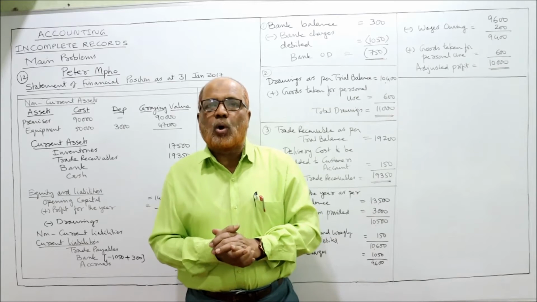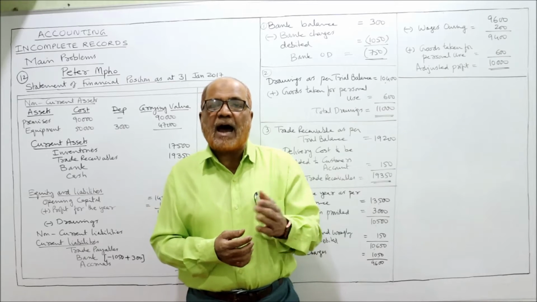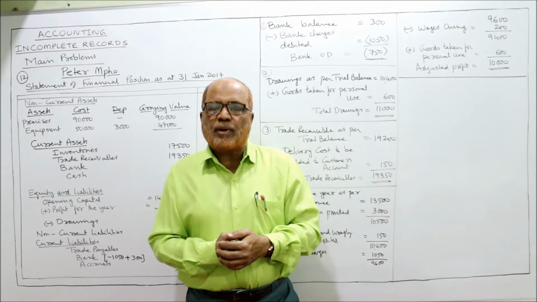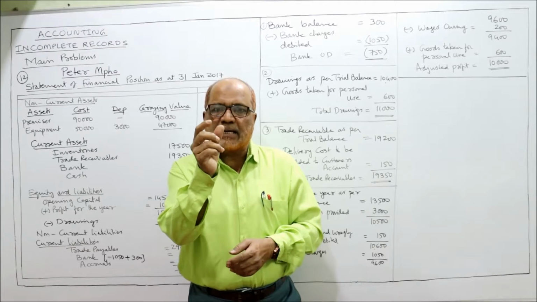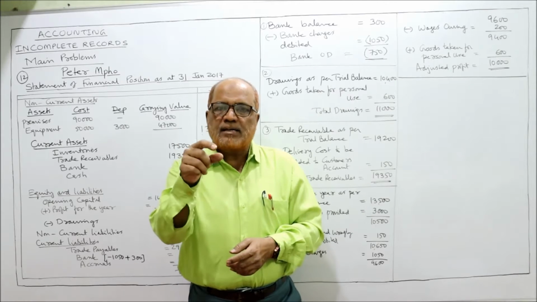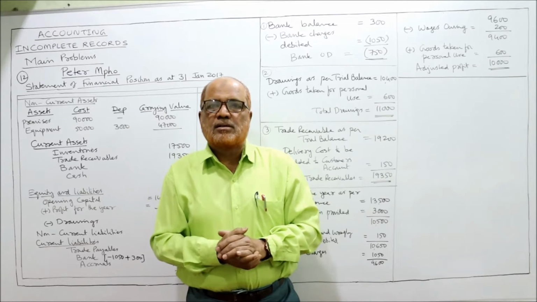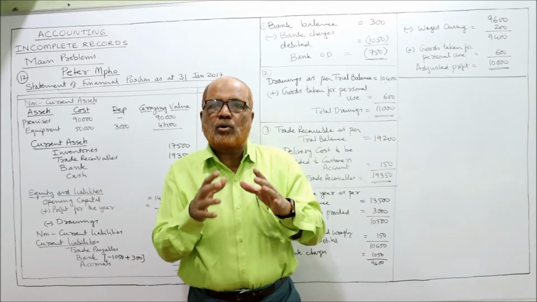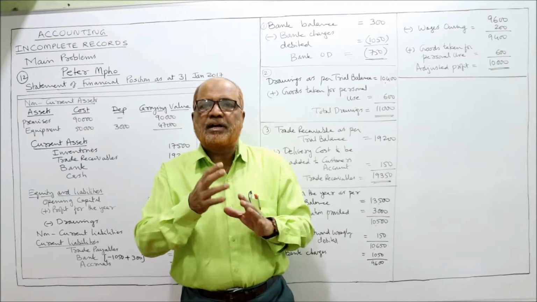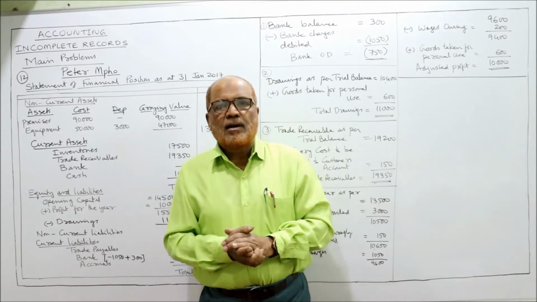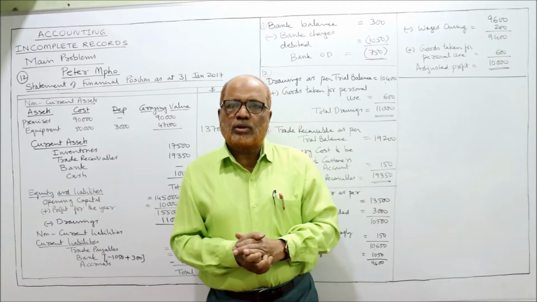Suppose there are any drawings, the drawings will be added. So how to find the profit? Take the capital at the end of the year minus capital at the beginning of the year plus drawings. If further capital is introduced during the year, that should be deducted. Like this, by comparing the capital, we can find out the profit.